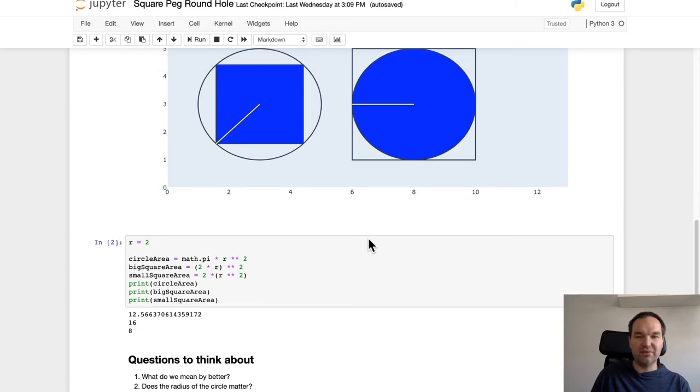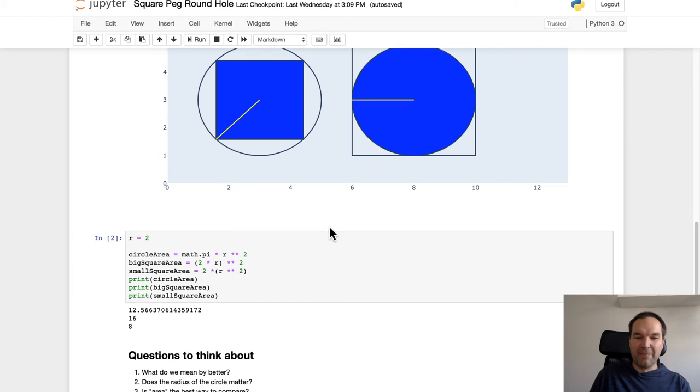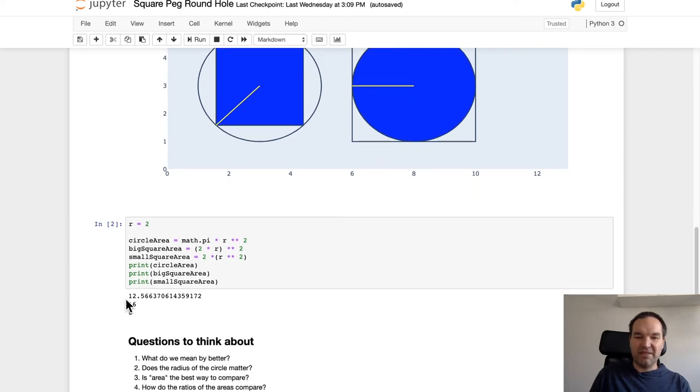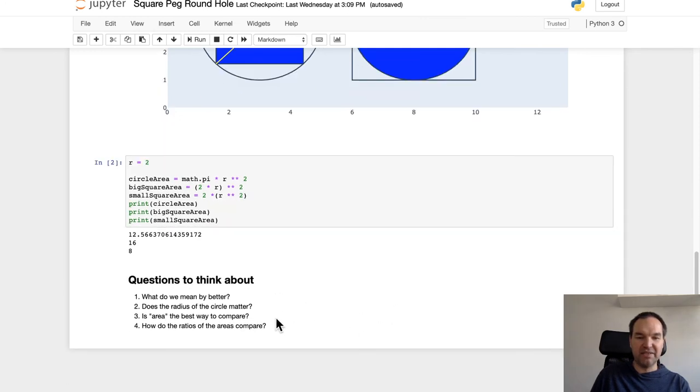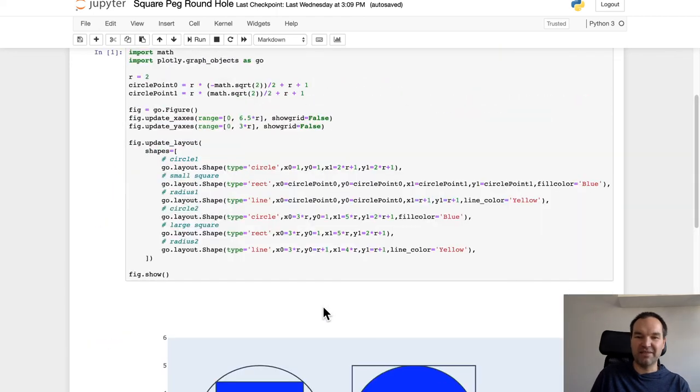Interestingly, you'll see that the area of the small square is always half the area of the large square. I'll leave it to you to figure out why that is. But from that, which one is better? And what do we mean by better? Does the radius of the circle matter? Is the area the best way to compare? And how do the ratios of the areas compare? I will leave that to the viewer.